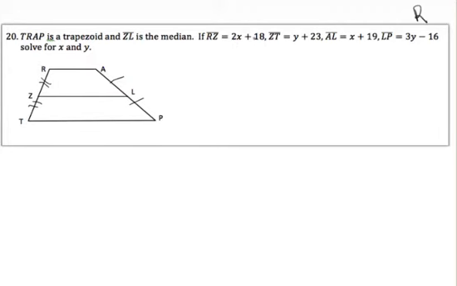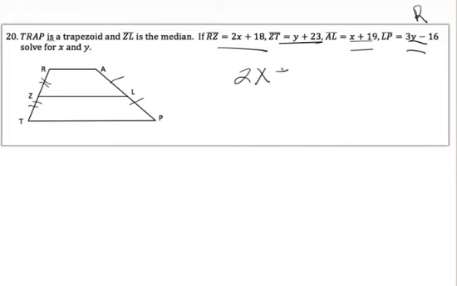RZ equals 2x plus 18. Well, that's convenient. And ZT equals y plus 23. AL equals x plus 19. And LP equals 3y minus 16. So because I actually just wrote that, this and this are congruent, and these two are congruent. So we're going to go ahead and set those equal.